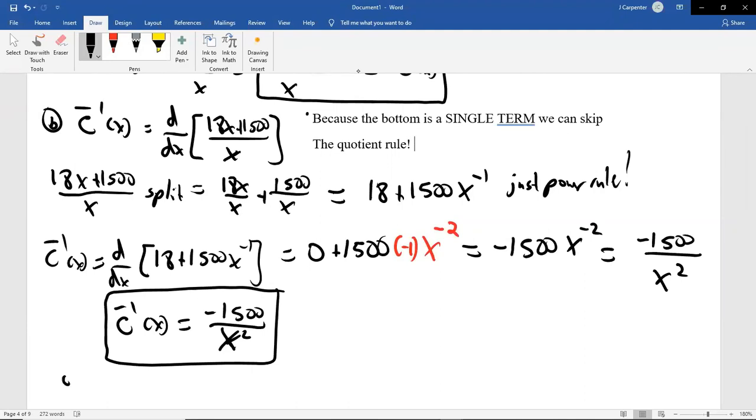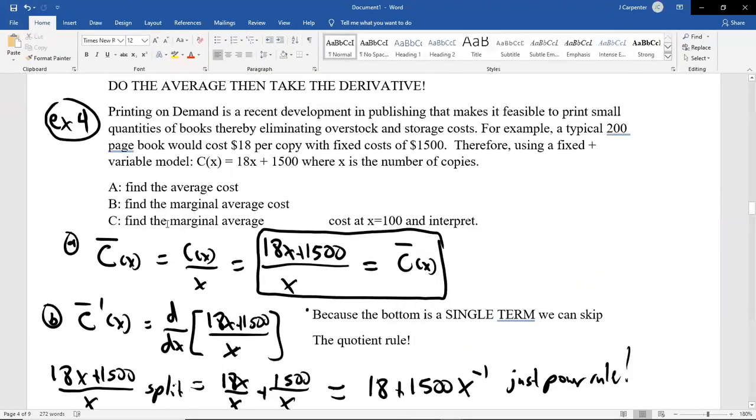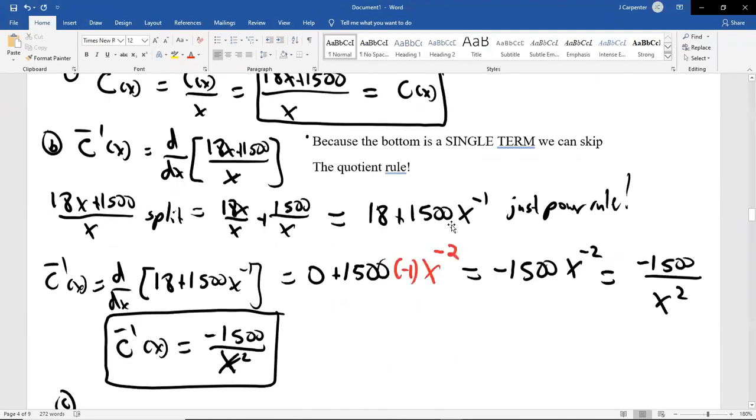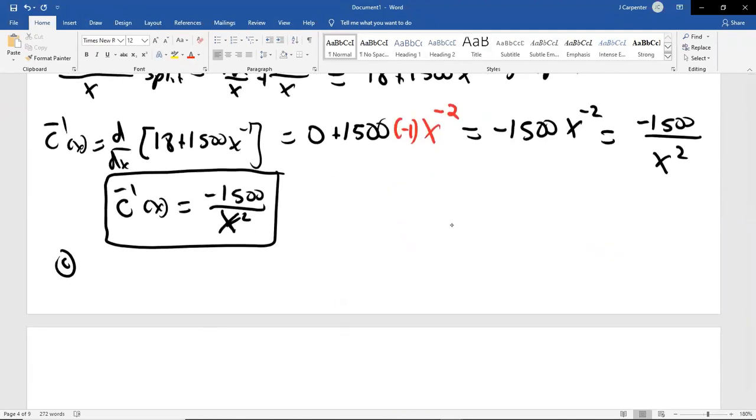So part C was, find the marginal average cost at x equals 100 and interpret. Find the marginal average cost at x equals 100 and interpret. So what that means is we're going to plug in 100 here.